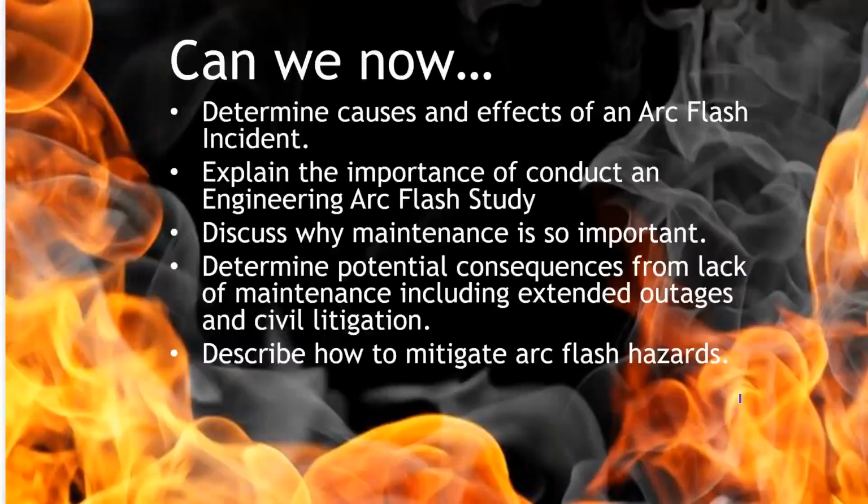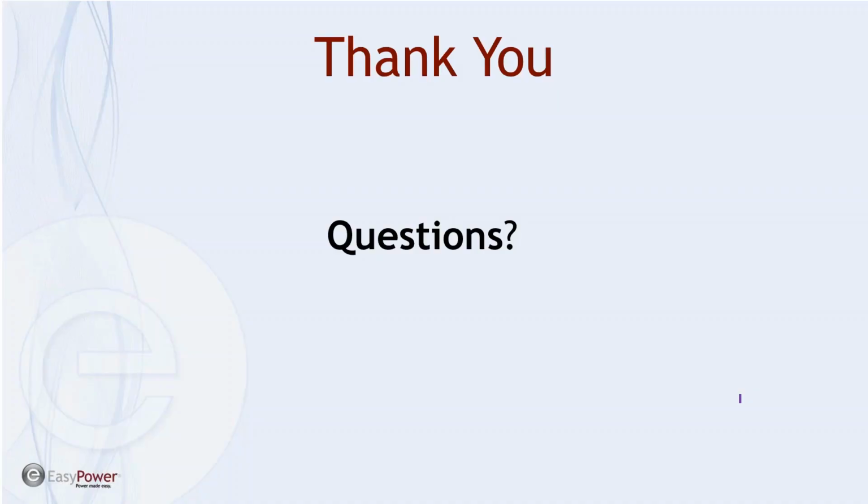Okay, just to wrap it up. First off, hopefully we can determine the cause and effect of the arc flash incidents that occur out there, and it'll help us determine what we need to do to prevent those. We can explain the difference between conducting an engineering study versus using the tables and some of the advantages of doing an engineering study. We discussed why maintenance is so important, so hopefully that's been covered, and the consequences from lack of maintenance, including extended outage and civil litigation. And then describe how to mitigate the hazards, which we just covered.